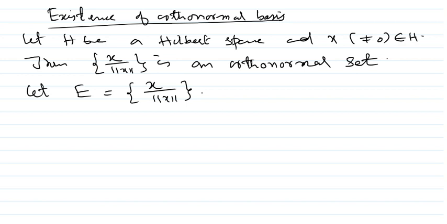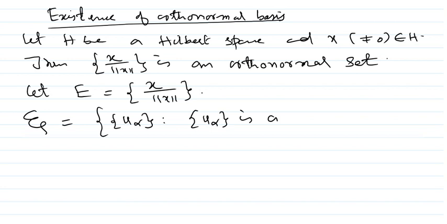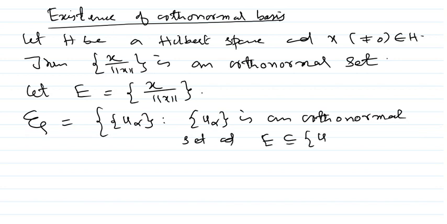Now what we do, we define this set of all U alpha such that U alpha is an orthonormal set and E is a subset of this set U alpha. E में तो एक ही element है. E is a subset of this.